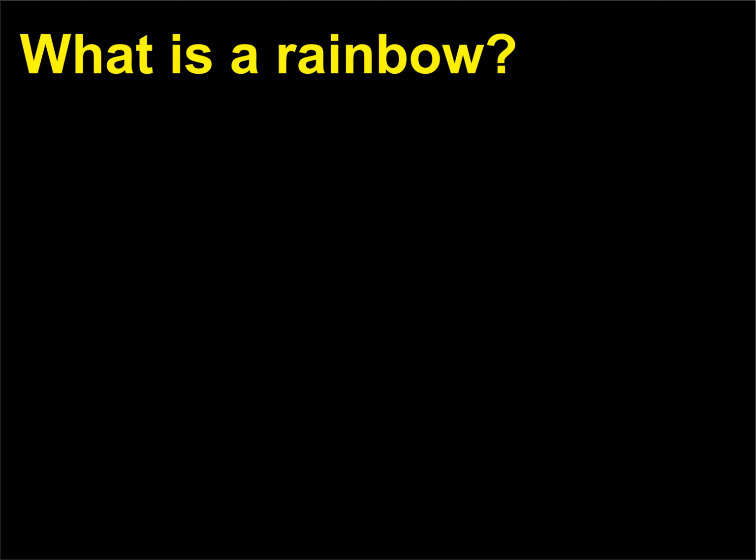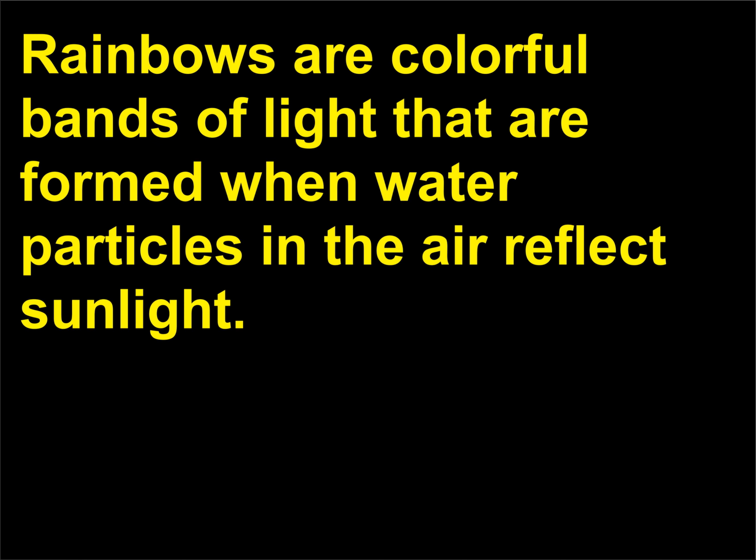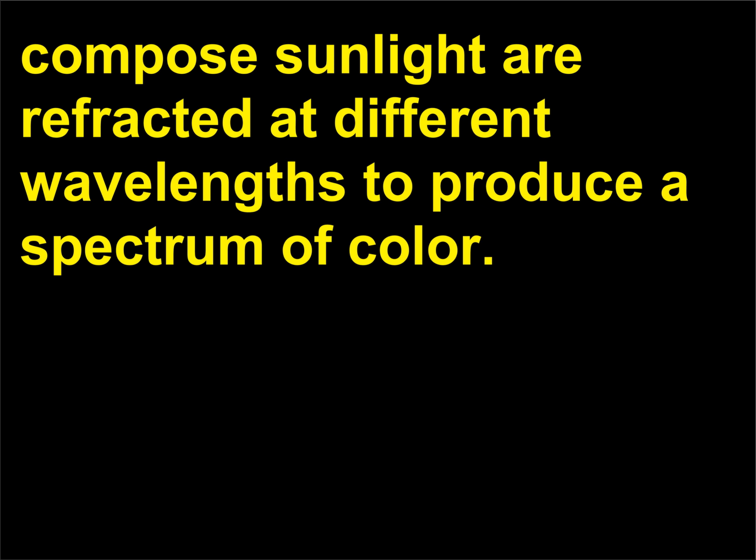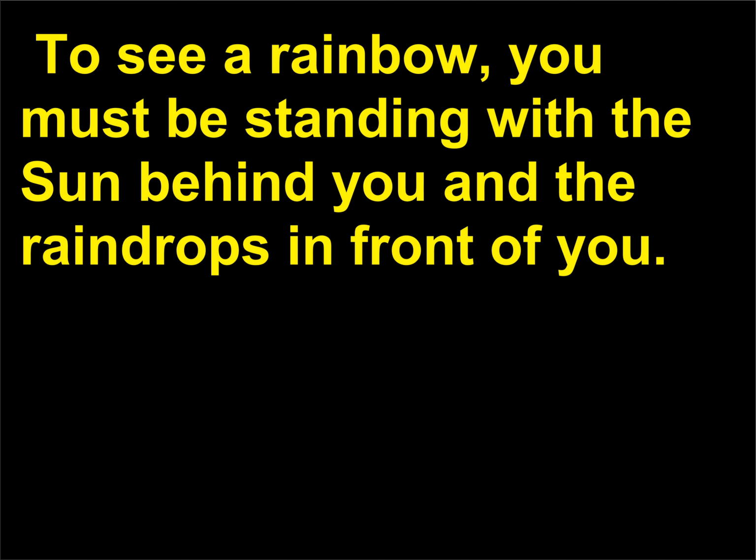What is a rainbow? Rainbows are colorful bands of light that are formed when water particles in the air reflect sunlight. As sunlight enters the drops and droplets, the different wavelengths of colors that compose sunlight are refracted at different wavelengths to produce a spectrum of color. To see a rainbow, you must be standing with the sun behind you and the raindrops in front of you.